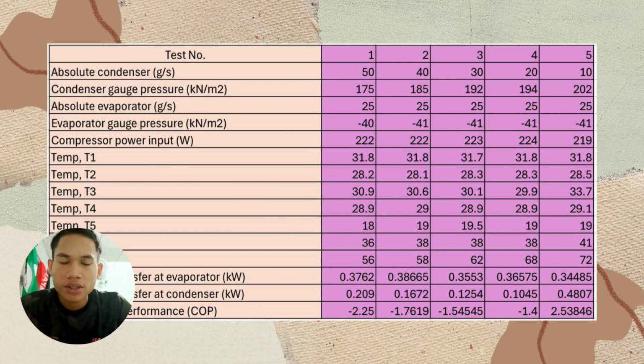These are the results that we obtained from the experiment with different flow rate to the condenser. We measure the condenser gauge pressure, evaporator gauge pressure, compressor power input, and T1 until T7. We also calculate the rate of heat transfer at evaporator and condenser and coefficient of performance COP. The calculation will be shown in the discussion.